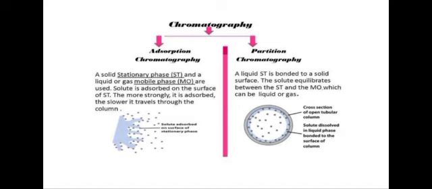Second, partition chromatography. Partition chromatography means that when two immiscible liquids are present, the solute will be distributed according to its partition coefficient when the mixture of compounds is dissolved in the mobile phase and passed through the column of liquid stationary phase. That is called partition chromatography. This is a picture of adsorption and partition chromatography.